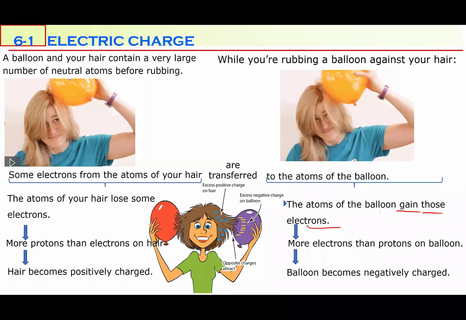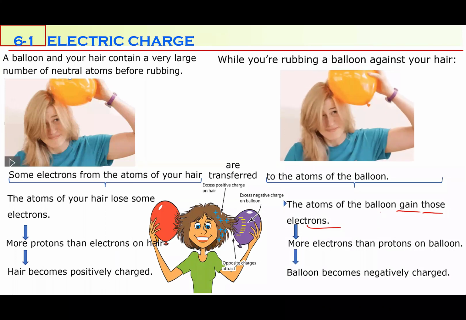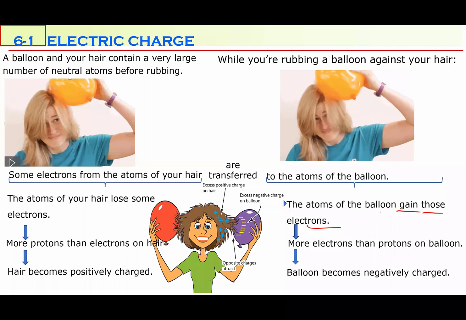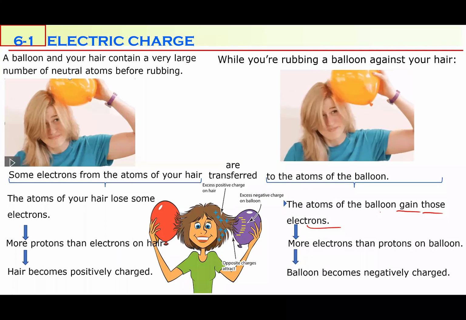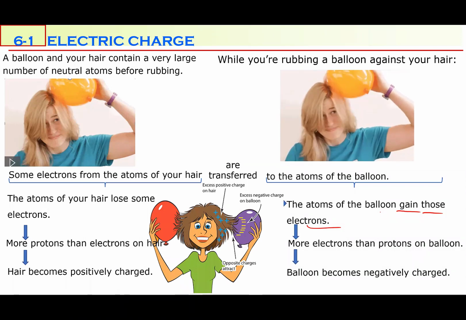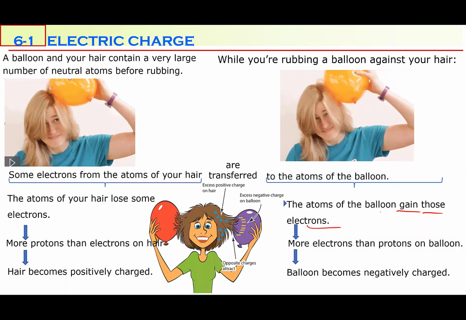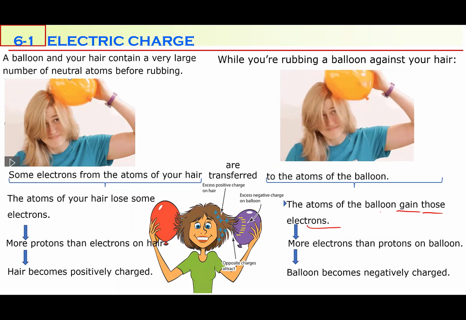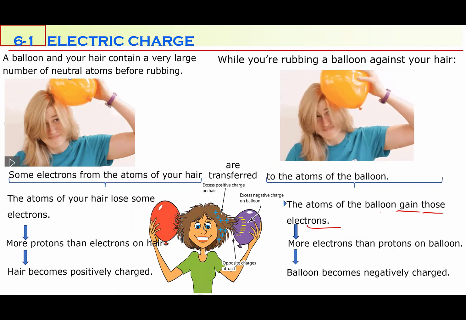So this is what's happening. You are changing the location of the charges. You are transferring charge from your hair to the balloon. The balloon becomes negatively charged because electrons are negatively charged particles. Because electrons are leaving your hair, the number of protons becomes greater than the number of electrons. That's why your hair becomes positively charged. They're opposite charges, unlike charges.